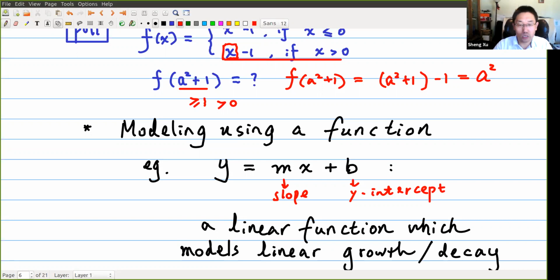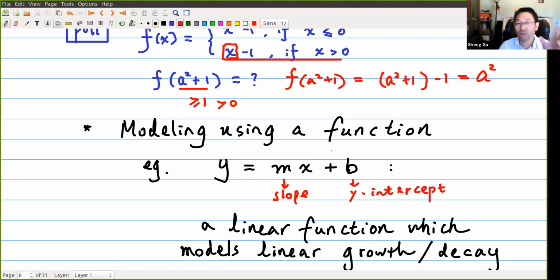This precalculus class is a preparation class. In terms of application, we can use a function to describe real world problems, and many real world problems can be modeled as functions. Later on, you will learn that sometimes I know this is a function, but I don't know what that function is.